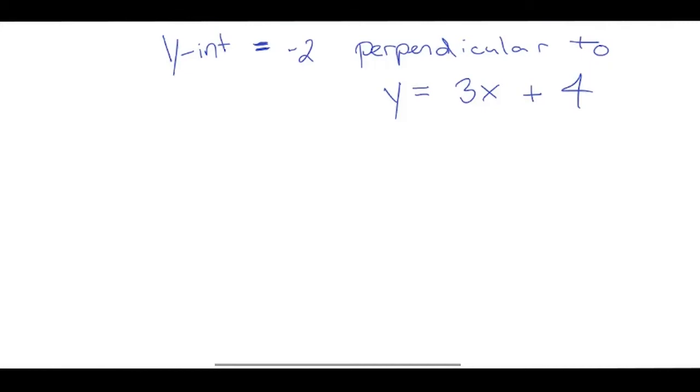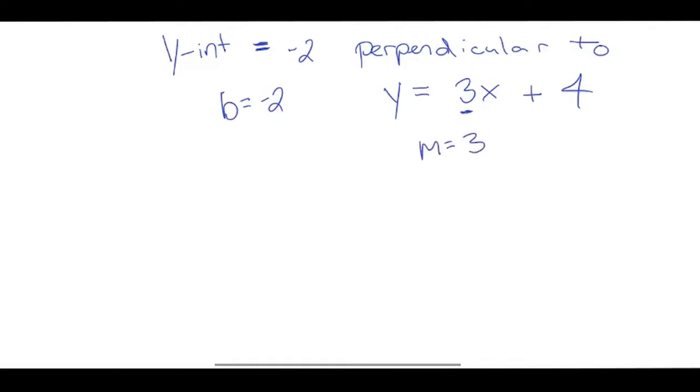Hey guys, today we are going to be writing equations for lines when we know the y-intercept and we know a line that it is perpendicular to. Okay, so I see here that I have a y-intercept of -2. Well, that means that b is equal to -2. Okay, and I see this equation here, and I see that the slope of this one is 3. Okay, so on this one, m equals 3.